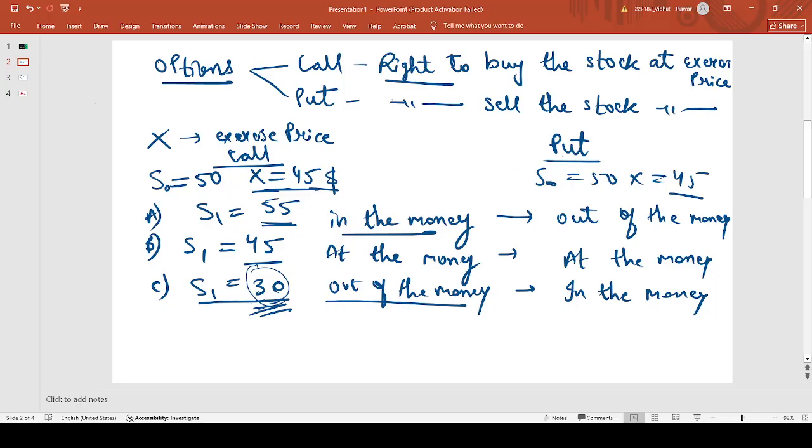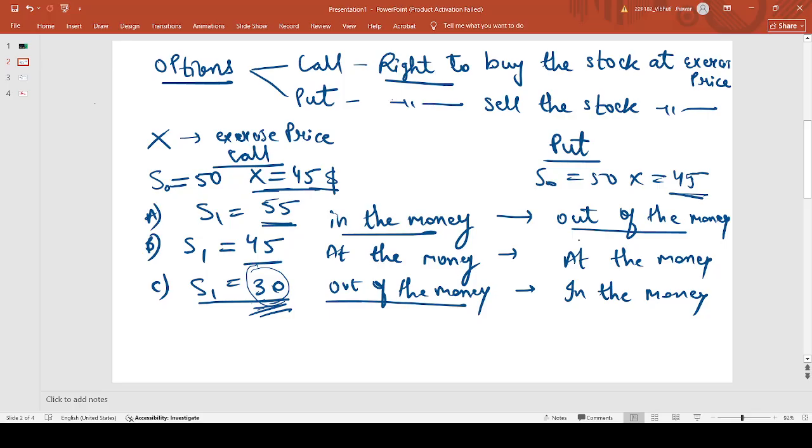Now let's talk about put. So put option gives us the right to sell. If we take the same scenario, everything will get opposite. Okay, if the stock price is 55, it means that you can sell the stock at 55 in the market, and this option gives you the right to sell it at 45. So obviously you would want to sell it at higher price, and therefore this will be an out of the money option for you, because you will not exercise your option. You would want to sell it at 55.